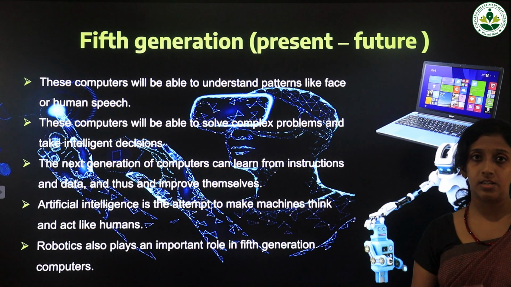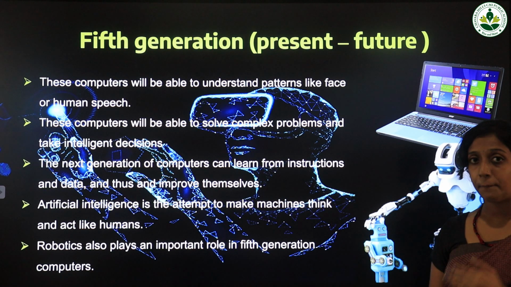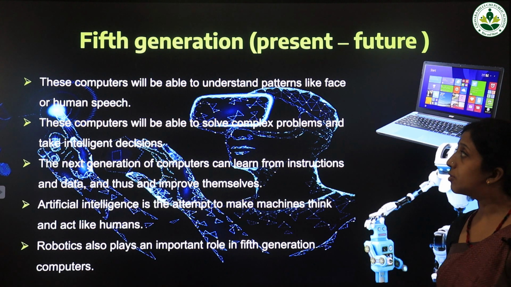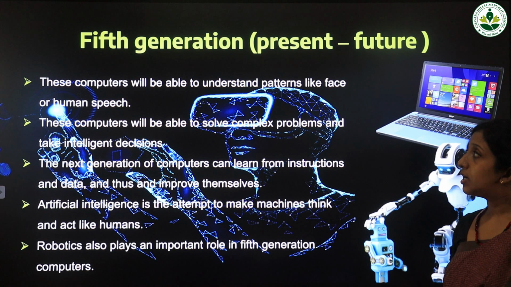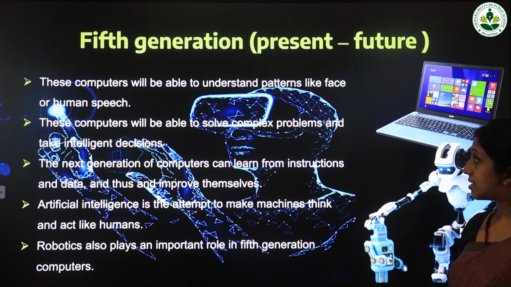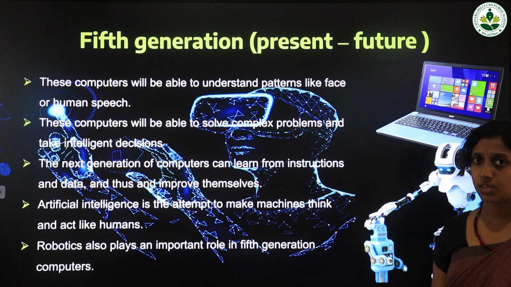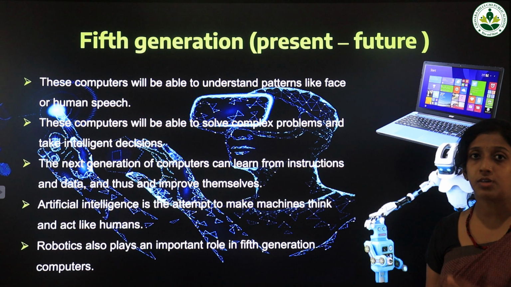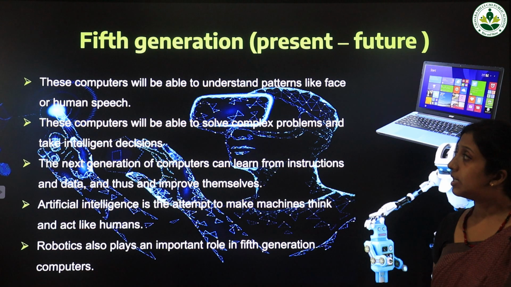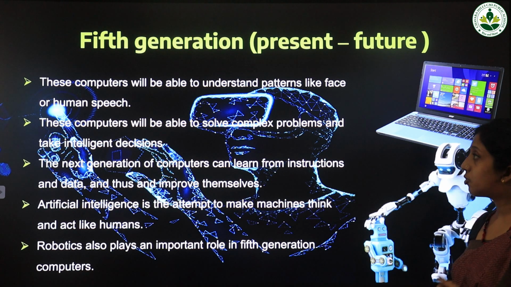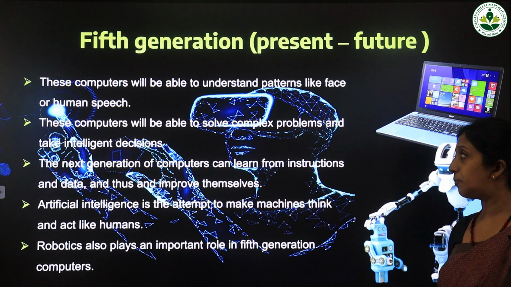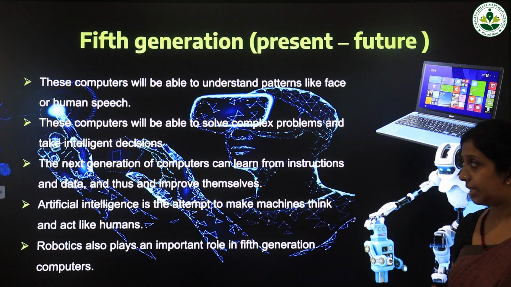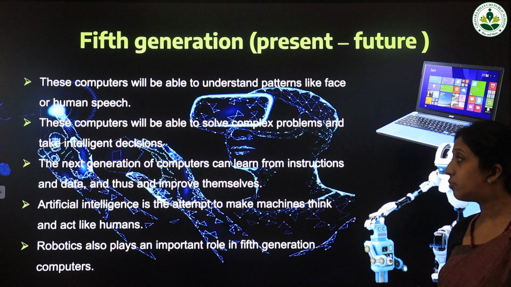Next is the fifth generation computer, that is present computers, and also the computers that will be developed in the future. These computers will be able to understand patterns like human face and human speech. Now you can see in your mobile phones itself, you have lock with face recognition. These computers will be able to solve complex problems and take intelligent decisions. The next generation of computers can learn from instructions and data and thus improve themselves.